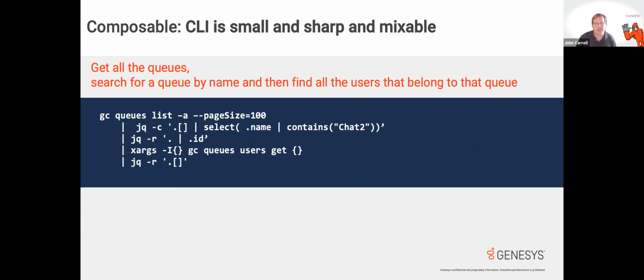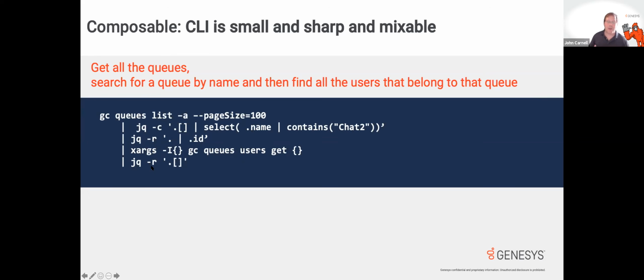Okay, and here's another example that we had out there where we basically just list all of our queues. And we want to find the chat queue. We want to get all the queues, search for the queue by name, and then find all the users that belong to that queue. So we actually use our CLI. We use JQ to filter out the queue names that contain chat2. We get the ID of that queue, and we use a Unix xargs command to dump it back into another GC queues users call, or GC call, to look up all the users associated with that particular queue, and then just dump it out into an array list using JQ.